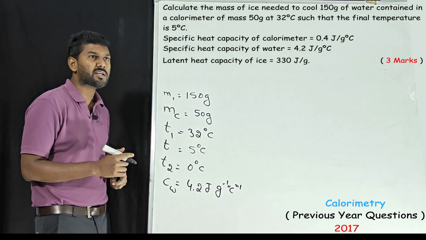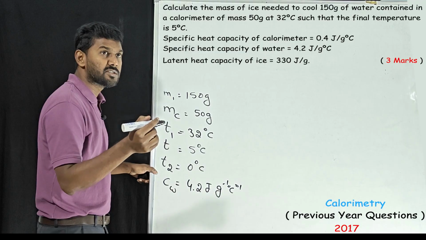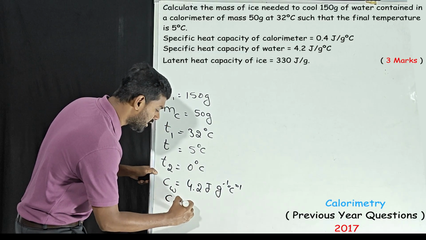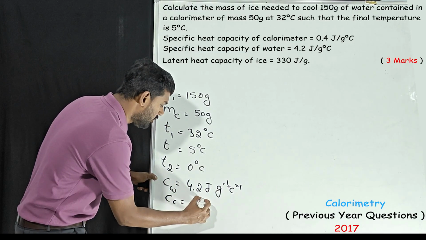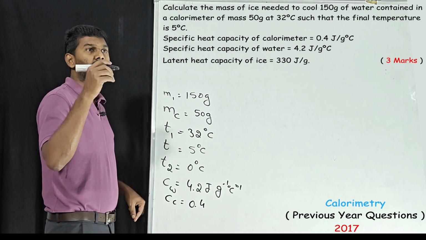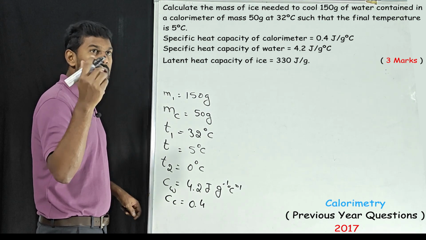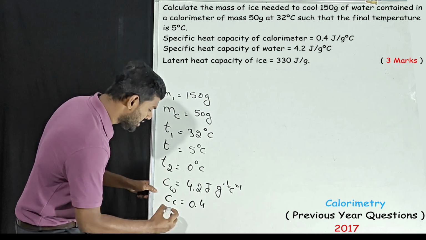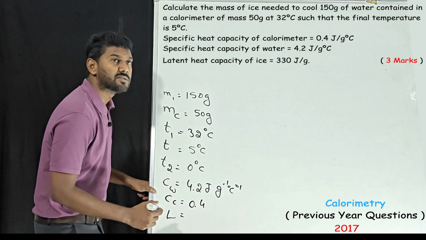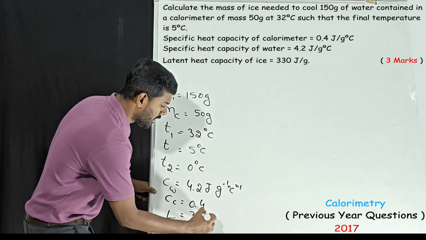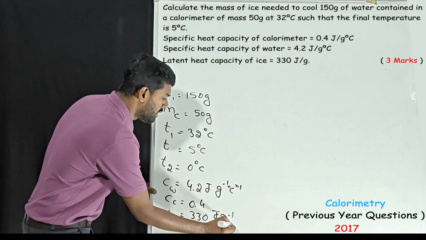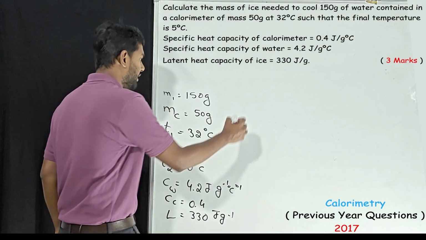Keep this in mind. Next, specific heat capacity of water is done. Specific heat capacity of calorimeter, that is 0.4. Then specific latent heat of ice, that is capital L, that is 330 joules per gram. These are the given data.